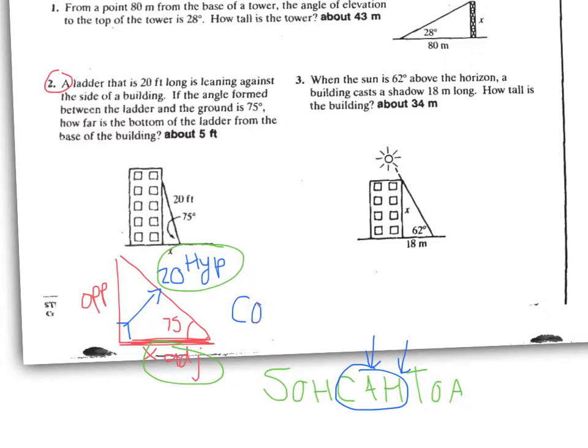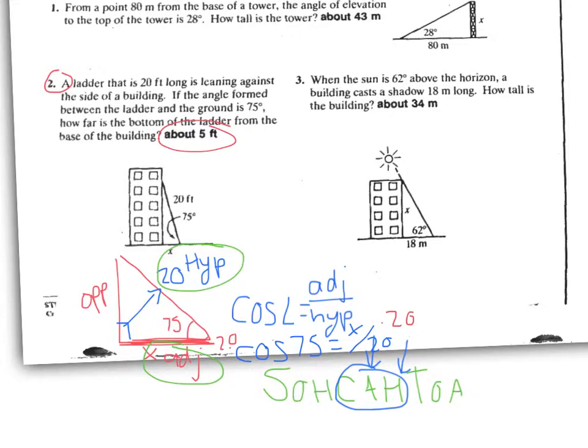So I'm going to type in the cosine of an angle is going to equal adjacent over hypotenuse. And then to fill in everything else, I have the cosine of 75 is equal to the adjacent side, which is x, over the hypotenuse, which is 20. To get x by itself, multiply both sides by 20, and you end up with about 5 feet.